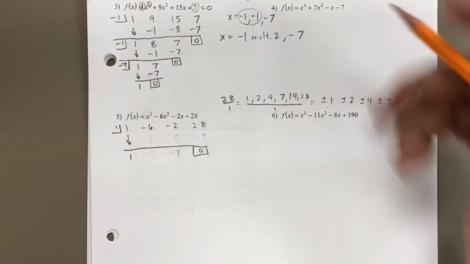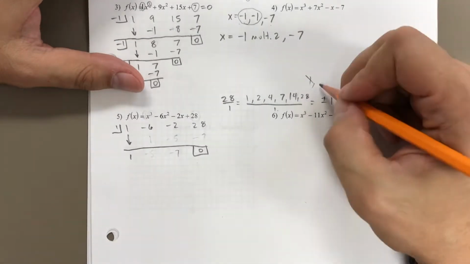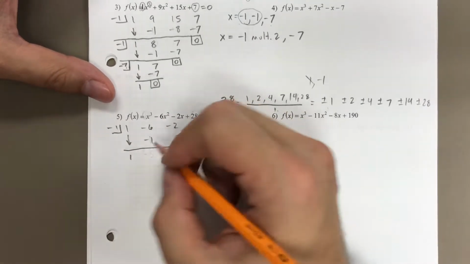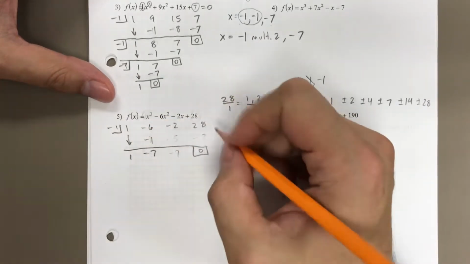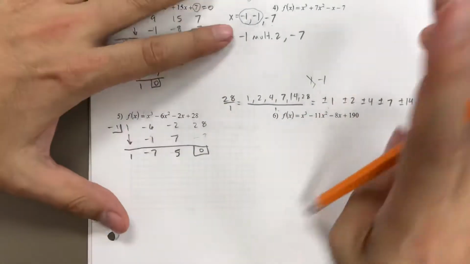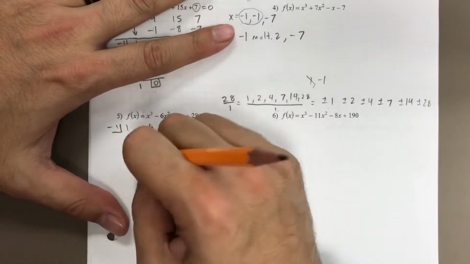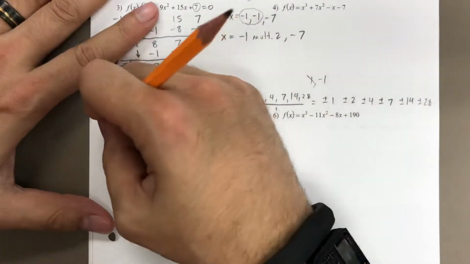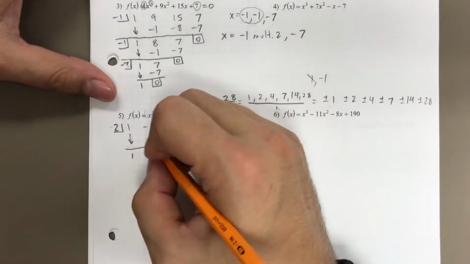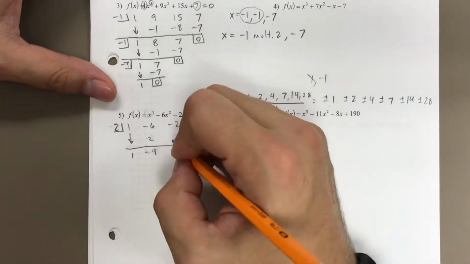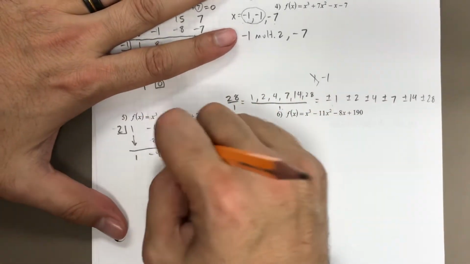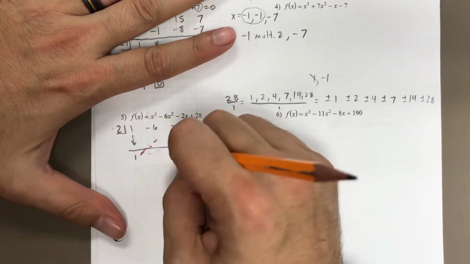All right, so positive 1 is not an option, so we cross that one out. Let's try negative 1 instead. 1 times negative 1 is negative 1. Negative 6 and negative 1 makes negative 7. Negative 7 times negative 1 is 7. 7 minus 2 is 5. 5 times negative 1 does not cancel out 28, so that's not going to be the one. Okay, let's try 2. 2 times 1 is 2. 2 minus 6 is negative 4. Negative 4 times 2 is negative 8. Negative 8 and negative 2 makes negative 10, and that's not going to cancel 28 either. Okay, so 2 doesn't work.